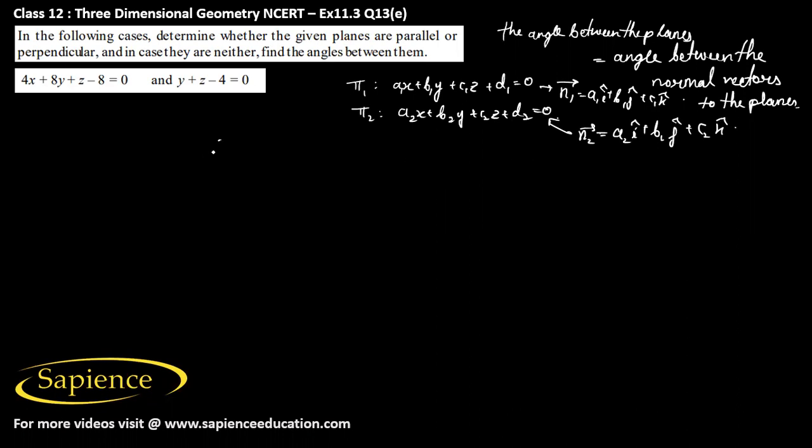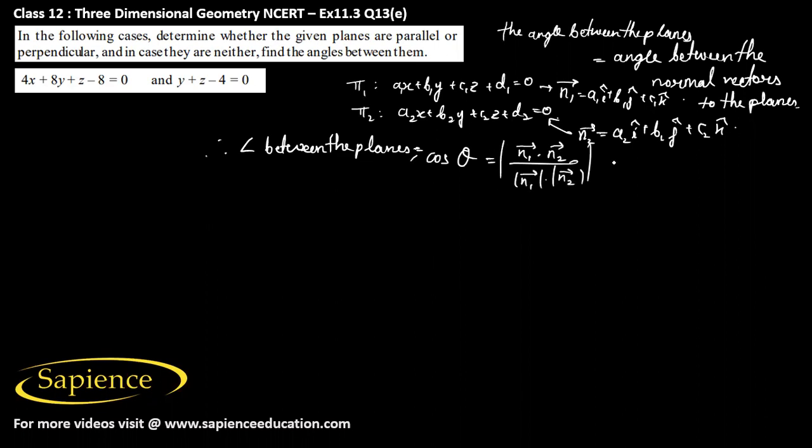So therefore the angle between the planes will be given as cos theta. So if the angle in between the planes is theta, then cos of the angle in between the planes will be given as n1 dot n2 divided by mod of n1 into mod of n2, and whole mod of that.